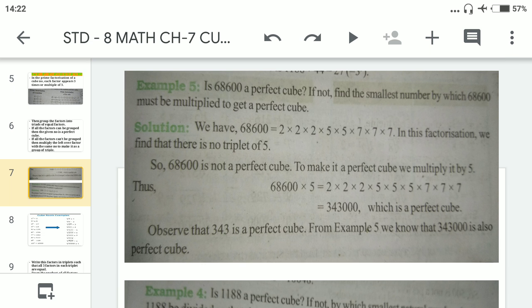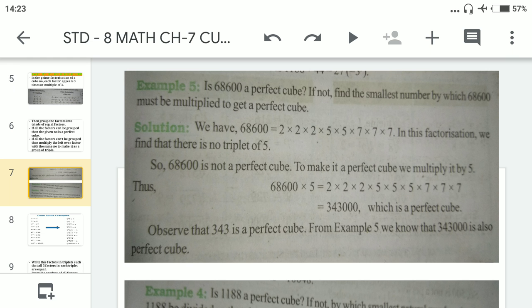Then just see the example here. Is 68600 a perfect cube or not? If it is not, then what should you multiply to make it a perfect cube number? You can see the factorization of 68600: a group of 3 times 2, and 2 times 5, and 3 times 7. Since 5 is not in a group of 3, so what to do? You have to multiply by an extra 5 here.